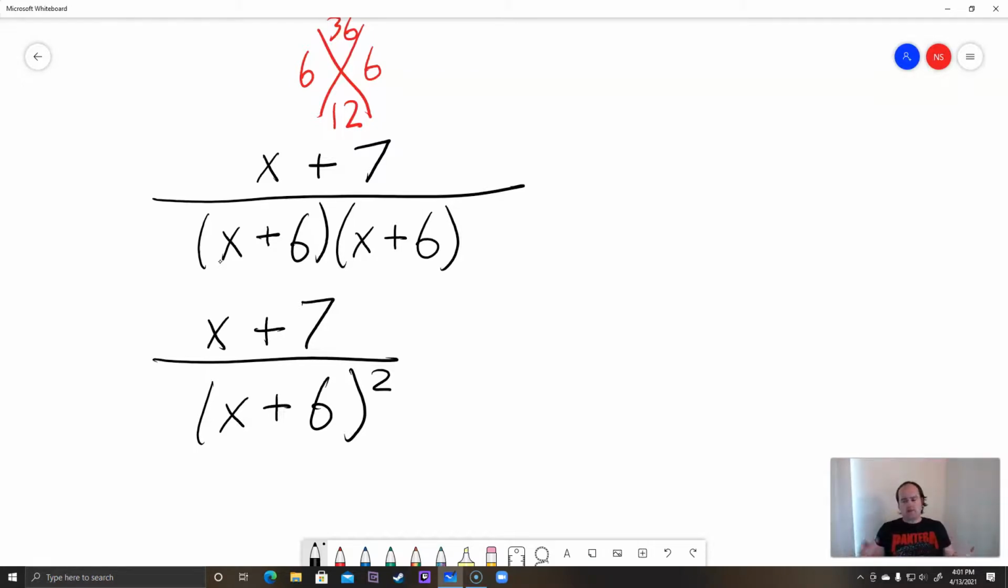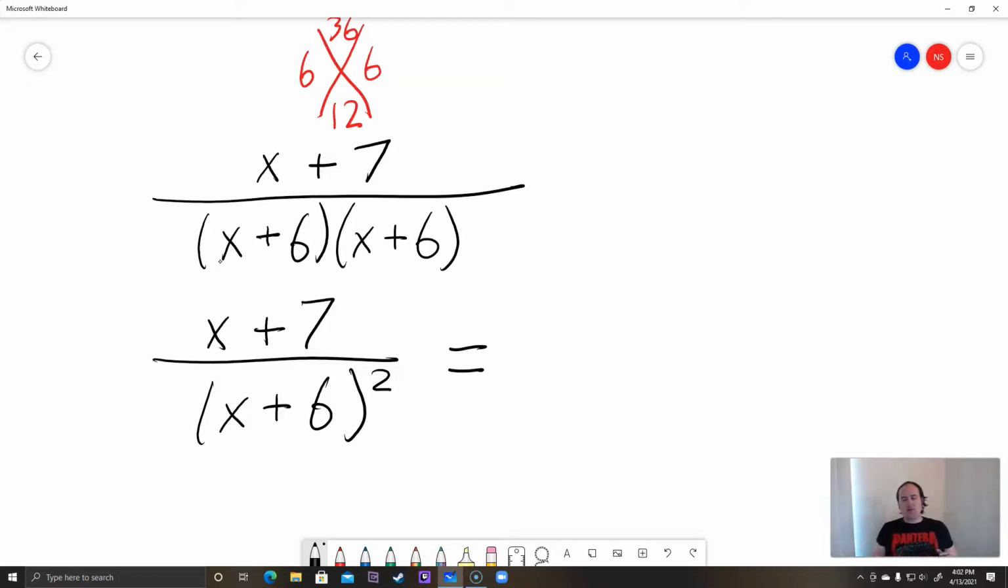Now the question is, how am I supposed to write this on the right side? Because on the last problem we had 2 different factors in the denominator, and with that one we were able to write it as a over the first factor plus b over the second factor. So what do we do here?